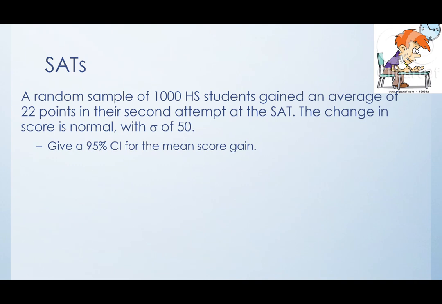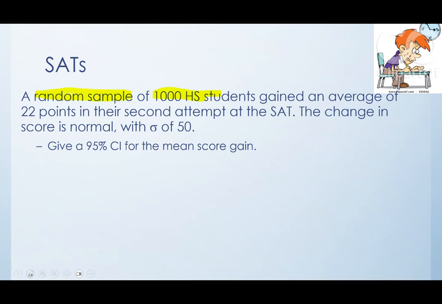All right, so in this example, we are looking at SATs. Our story here is that we have a random sample of 1,000 high school students, and they gained an average of 22 points in their second attempt at the SAT. Now, we are being told that the change in score, that improvement in score, is normally distributed with a standard deviation of 50 points. Okay, so we have a random sample, right?